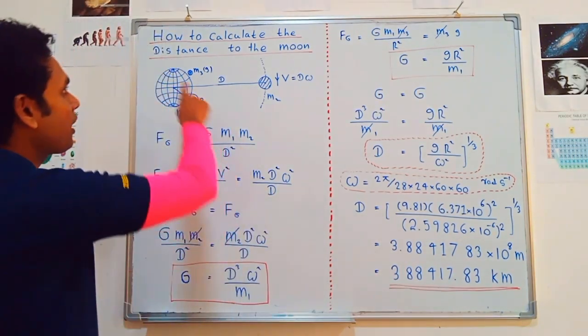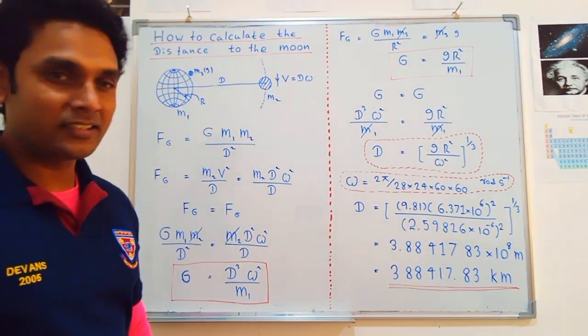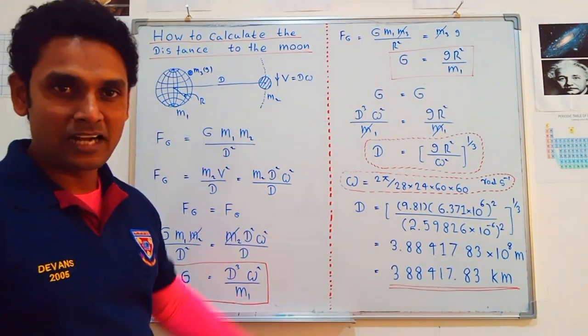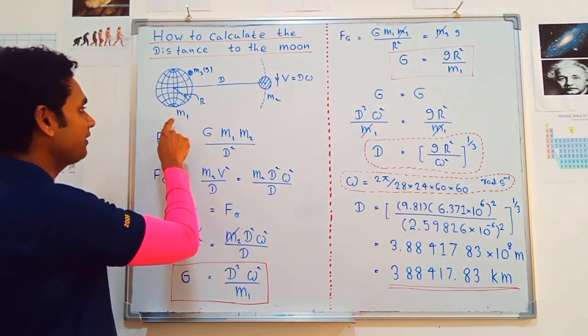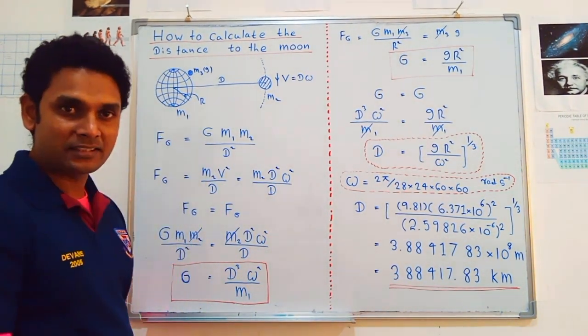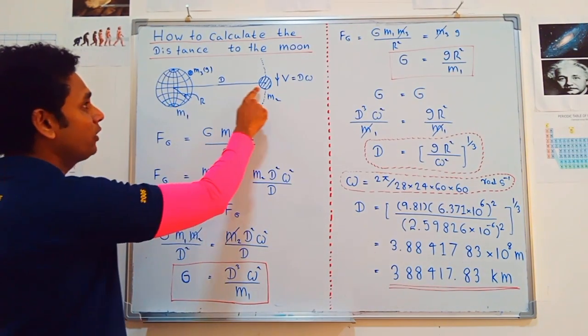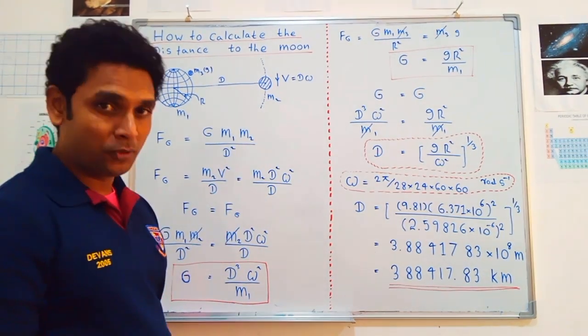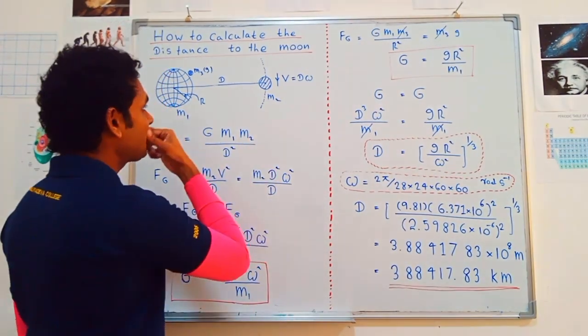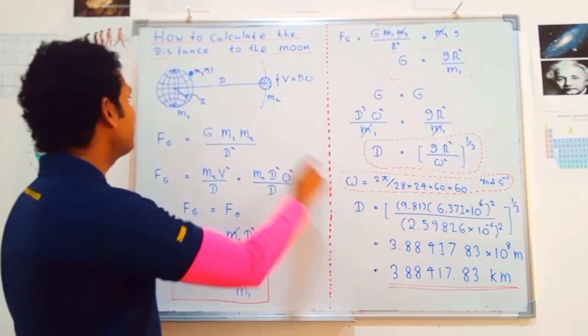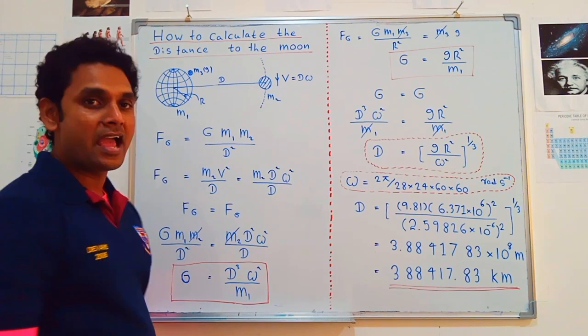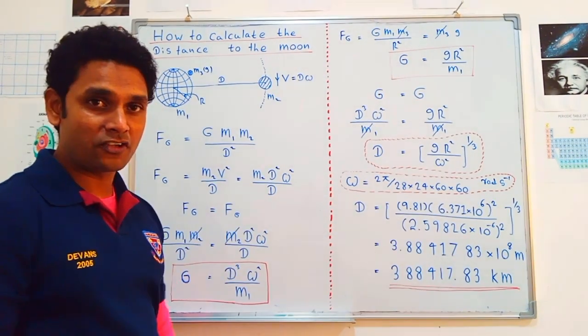Okay, how to calculate the distance to the moon. That's what we are going to do today. Here we have the earth, and we can take it as m1. The mass of earth is m1, and we have the moon here, and let's take it as m2. The mass of moon is m2, and we can take the distance from the earth to the moon as d, and then we can take the radius of the earth as r. We don't want the radius of the moon.